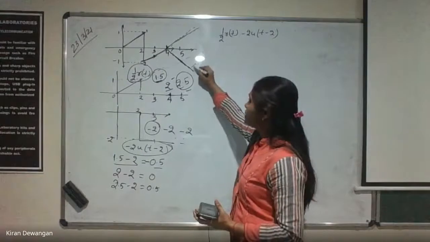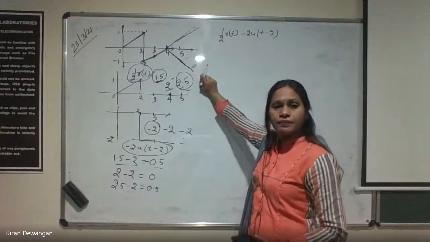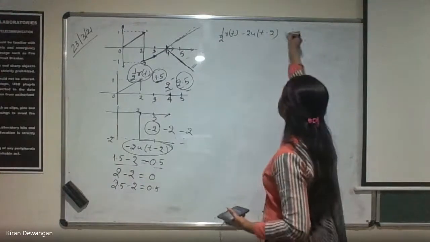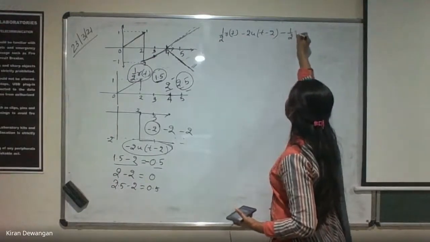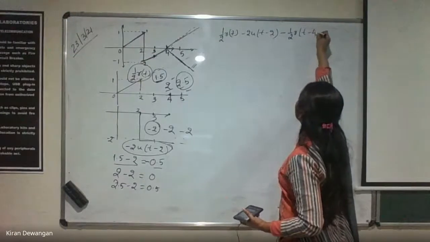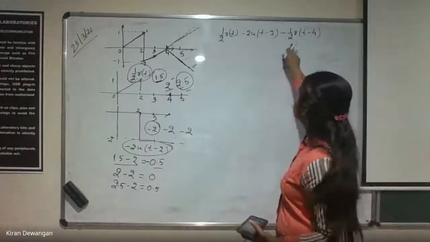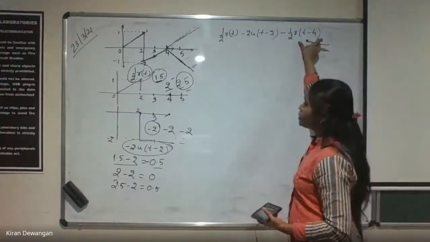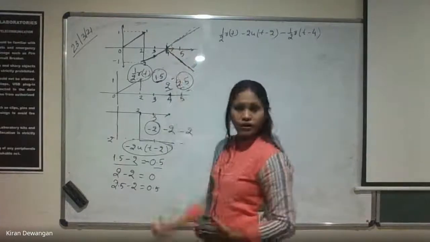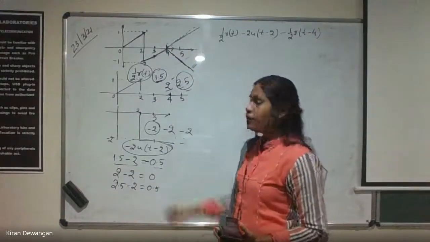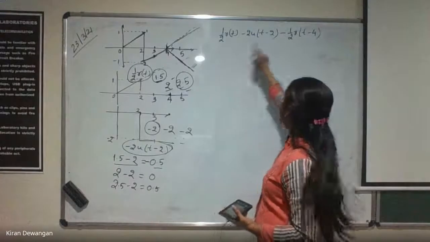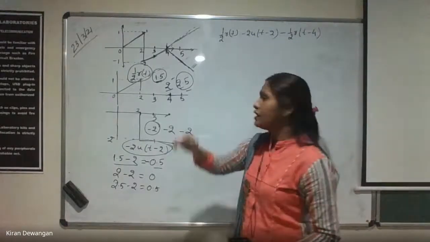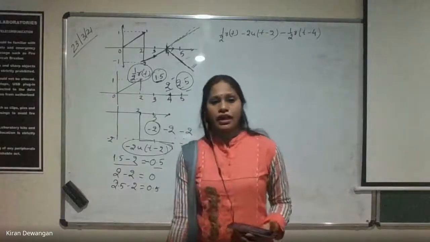So what should be this signal? ये signal क्या होना चाहिए? जल्दी बताओ. It should be minus 1/2 R(t-4). That is minus 1/2 R(t-4). R(t-4) will start from 4. Correct? R(t-4) will start from 4, but the amplitude should be minus 1/2. That is half, and that too in negative direction.